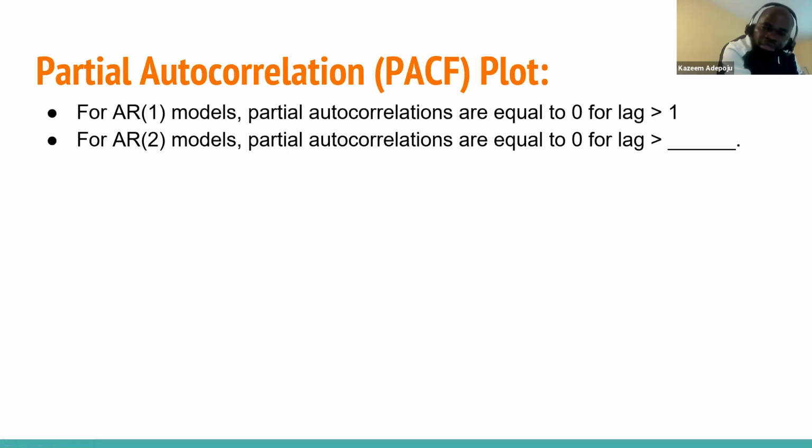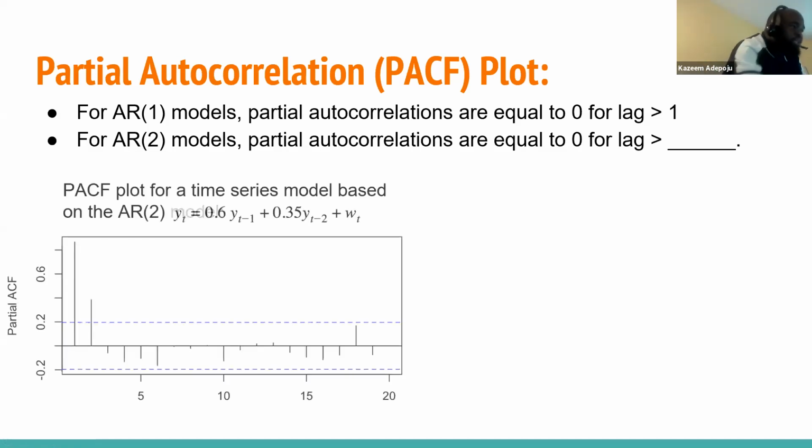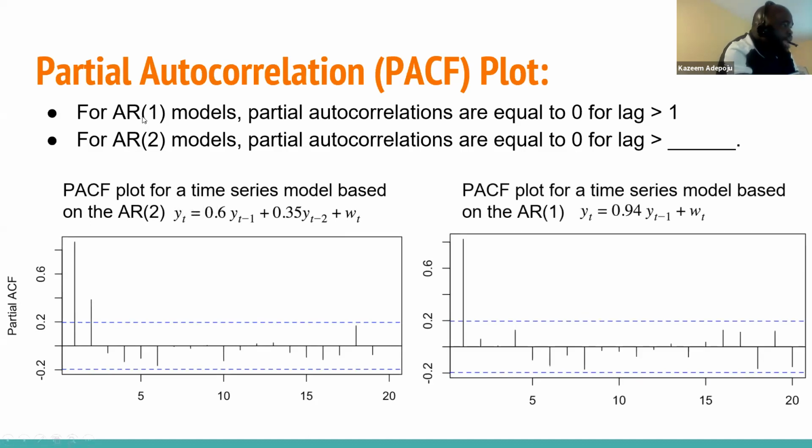And we want to talk about the theoretical expectation for what the partial autocorrelation is going to be. Now, let me tell you that for the AR1 model, the partial autocorrelation is equal to 0 for lag greater than 1. Automatically for AR2, for lag greater than 2, the partial autocorrelation will be equal to 0. Does that make sense? Then for the AR3 model, for lag greater than 3, the partial autocorrelation will be equal to 0. That's what we're talking about.